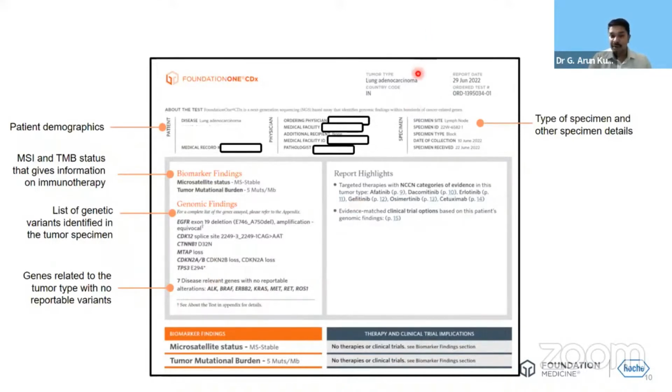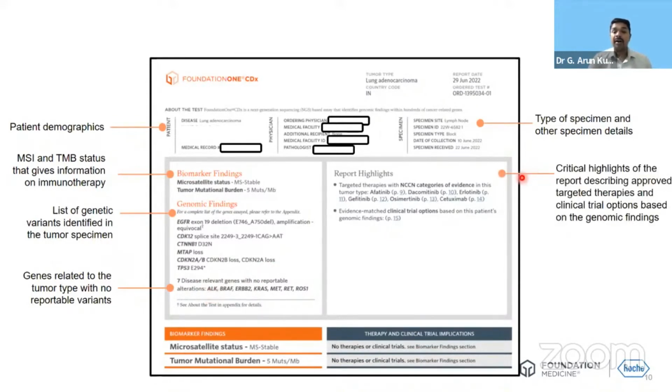Then you have the genes related to the tumor type with no reportable variant. This is a lung adenocarcinoma, and we know that for lung adenocarcinoma, EGFR, ALK, RET, ROS1, BRAF, ERBB2 and MET are quite important because they are targetable. So except EGFR, the other targetable genes related to lung adenocarcinoma don't have a mutation in this case. It also highlights the major therapeutic or clinical implication of the report, where targeted therapies with NCCN categories are identified. Basically, these are the drugs that are available for EGFR exon 19 deletion.